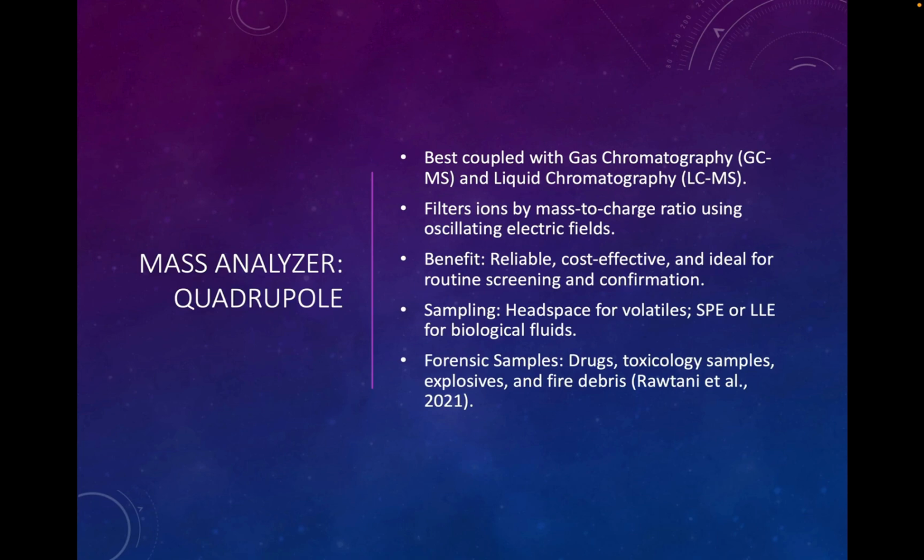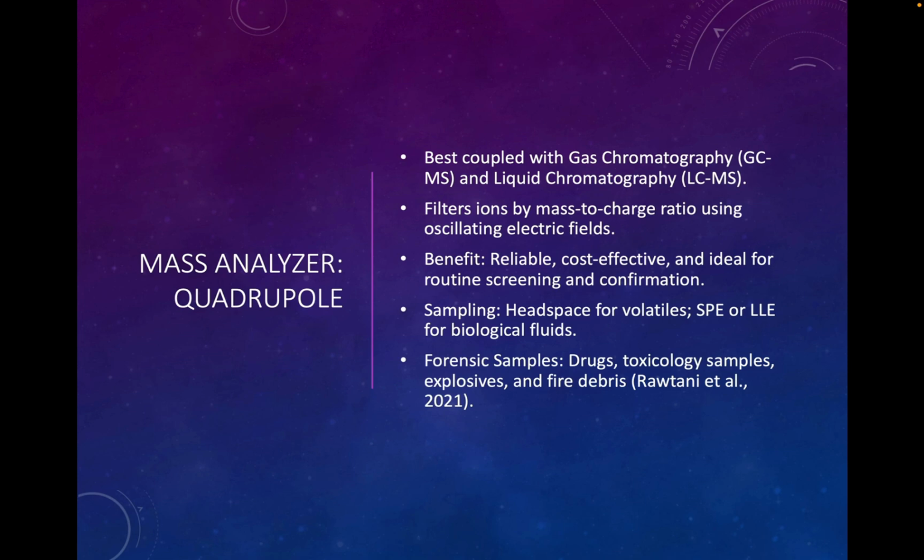Next slide, mass analyzer: quadrupole. The first mass analyzer I'm discussing is the quadrupole, which is commonly coupled with both gas chromatography (GC) and liquid chromatography (LC) to form GC-MS or LC-MS systems. I've learned that quadrupoles are one of the most widely used analyzers in forensic laboratories because they're reliable, cost effective, and versatile. Again, something I mentioned in an earlier discussion is the whole cost effective thing, which seems to be the major point in a lot of these labs.